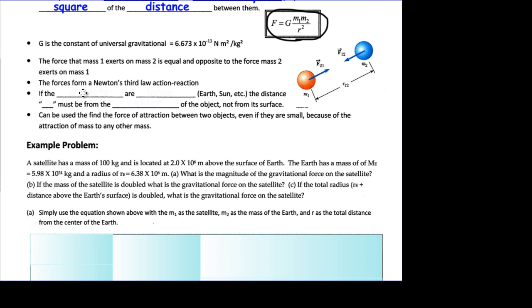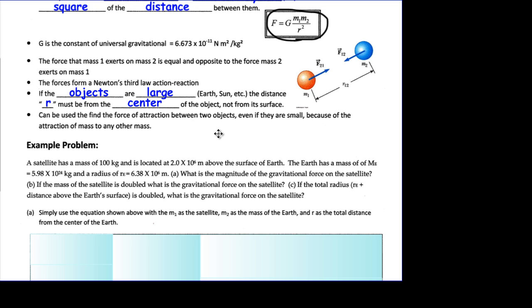Moving on, if the objects are large, Earth, Sun, etc., the distance r must be from the center of the object, not from its surface. So if you have a planet, all of the mass of the planet is considered to be centered in the center of that sphere. So you'll see in the example that we have where it's not just the distance between you and the Earth, it has to be the distance between you and the center of the Earth.